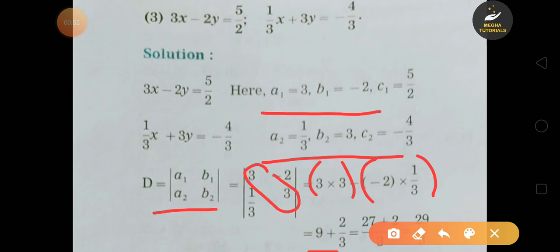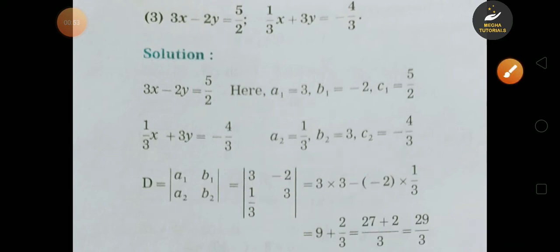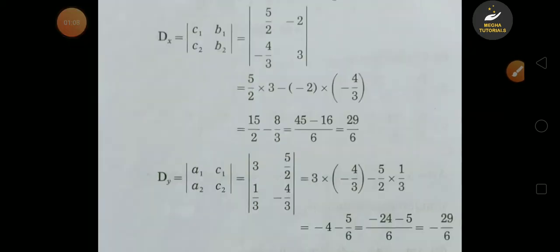So 9 plus 2 upon 3. Then we have to take the LCM because the denominators are different. So after taking the LCM we get 27 plus 2 upon 3, which is 29 upon 3. Then Dx is equal to the determinant with rows c1 c2 and b1 b2.